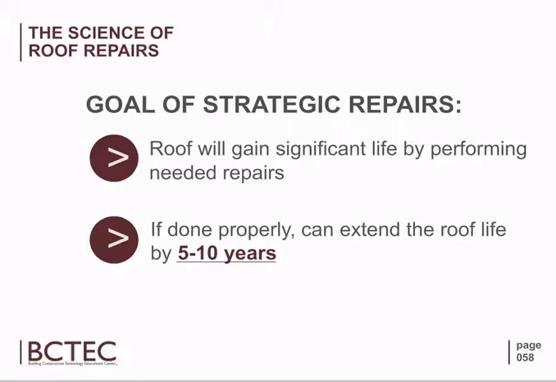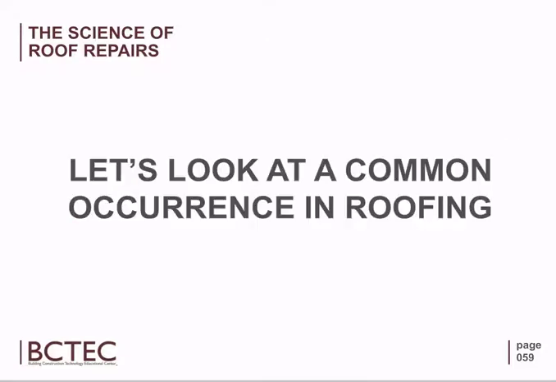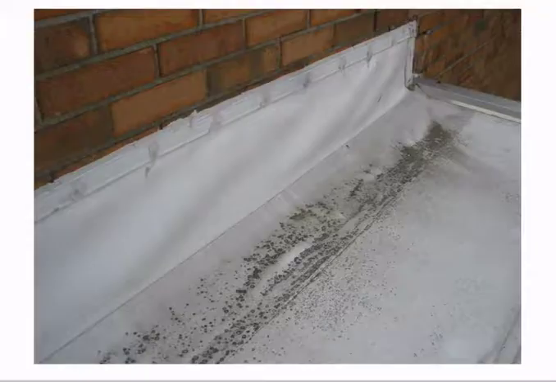So back to the strategic repairs. If we're looking at strategic repairs versus preventative maintenance, the goal of a strategic repair is for the roof to gain significant life by performing those needed repairs. So really, if done properly, a strategic repair should extend the life of the roof by a minimum of 5 to 10 years.